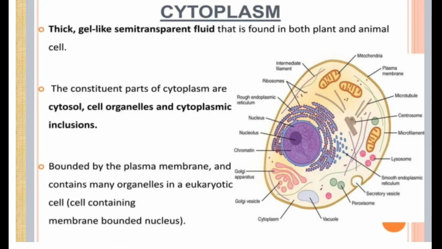It is bounded by the cell membrane and contains many organelles in a eukaryotic cell. A eukaryotic cell is a cell which has a bounded nucleus. As I have told you, the nucleus should be bounded in a eukaryotic cell. Even the eukaryotic cell is bounded by the same type of cell membrane.